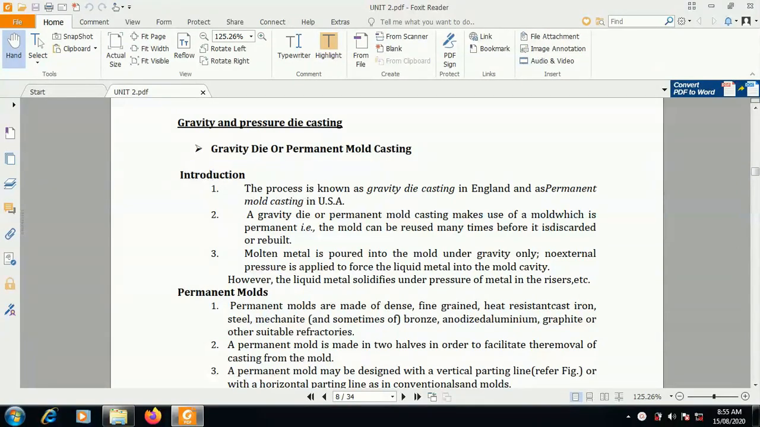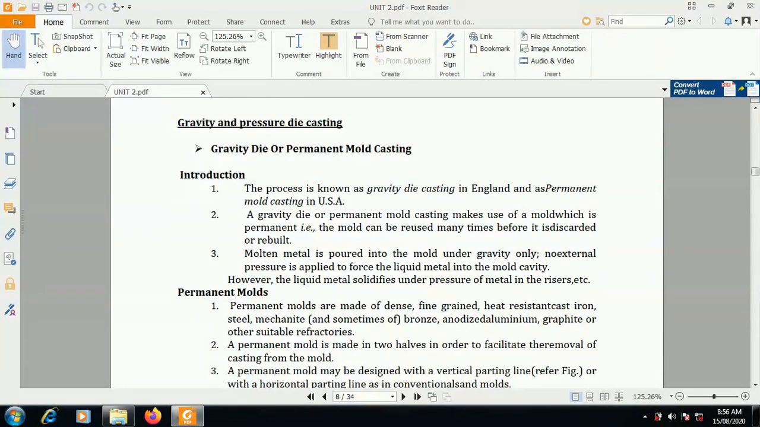In the introduction we will see this process is called gravity die casting in England because the flow of molten metal inside the mold cavity is under only gravity force. It means no external pressure is applied on the molten metal. That's why this process is called gravity die casting. It is also named permanent mold casting because here the gating system, mold cavity and core, everything is made up of metal. That's why this process is called a permanent mold casting process.